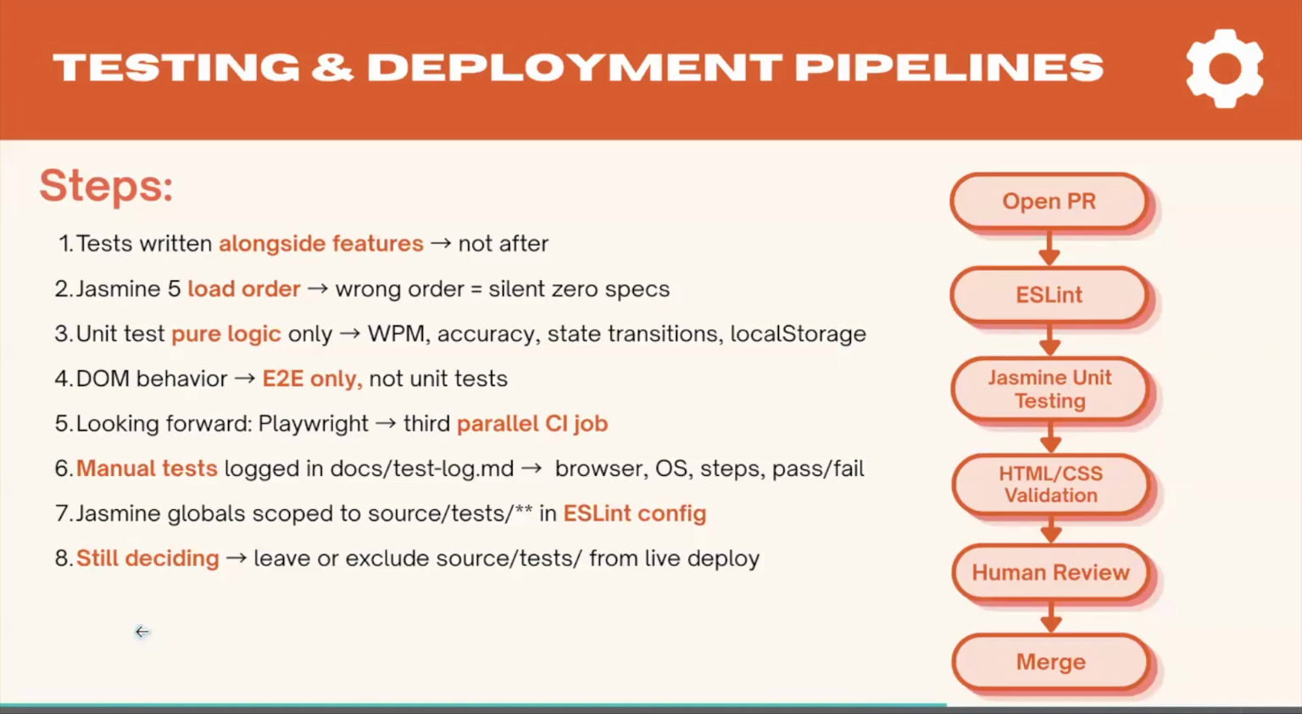For our testing and deployment pipelines, the main pipeline is that we open a PR, it's linked, unit testing, HTML and CSS validation, and then we do a human review, and then it can merge.